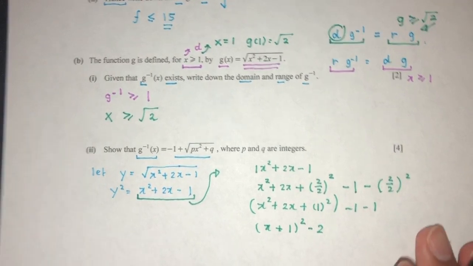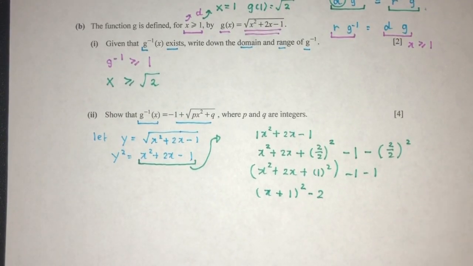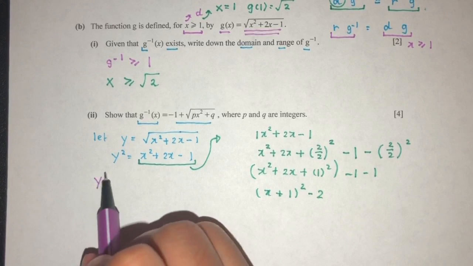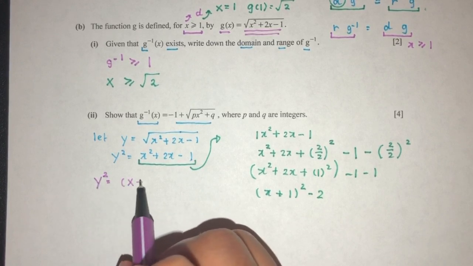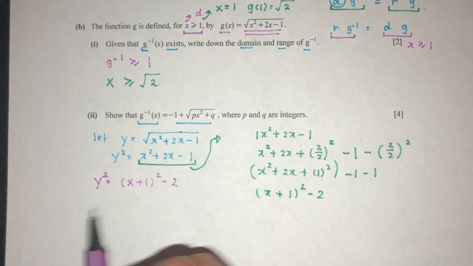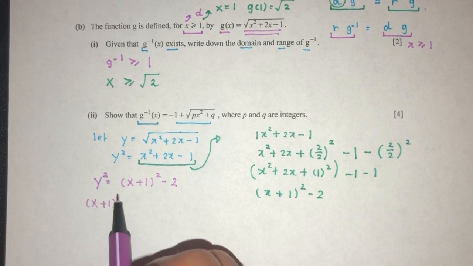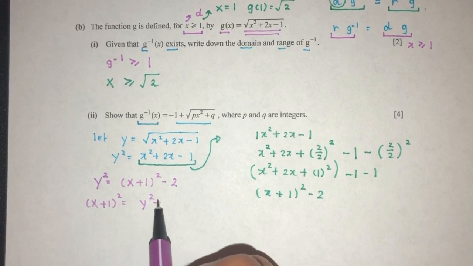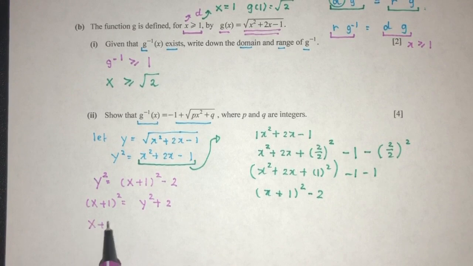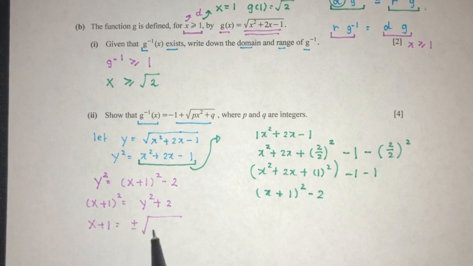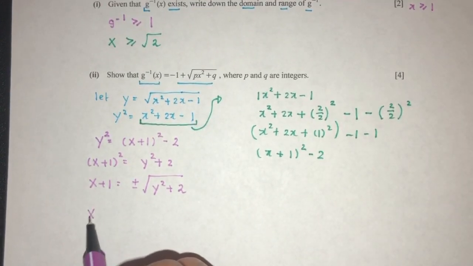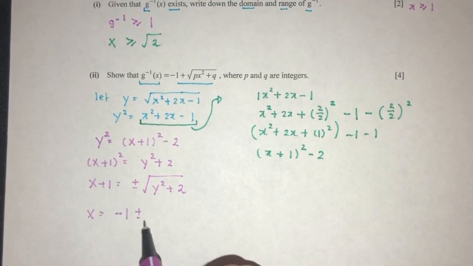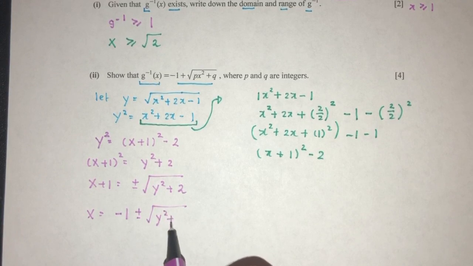So we can replace and see how we can express x in terms of y. That will become y squared. That will be (x plus 1) squared minus 2, which means (x plus 1) squared is equal to y squared plus 2. Then x plus 1 will be plus or minus the root of y squared plus 2. And finally, x will be minus 1 plus or minus the root of y squared plus 2.